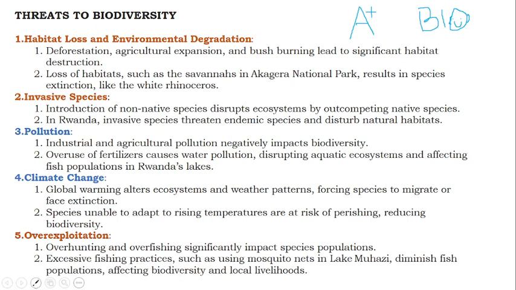Excessive fishing practices such as using mosquito nets and super nets can take all the fishes, either big or small. This mosquito net has very small holes, so when you use it for fishing, you take all of the fishes, small and large. When you take the small ones, there is no future generation of those fishes.